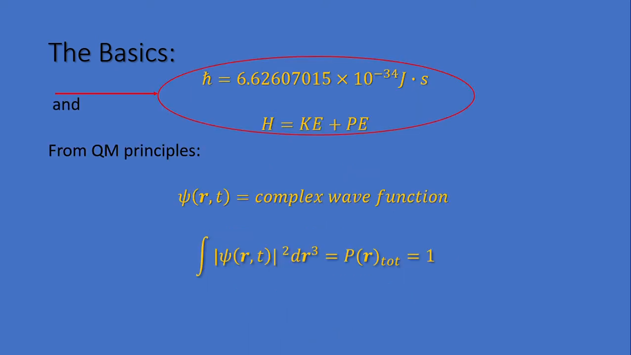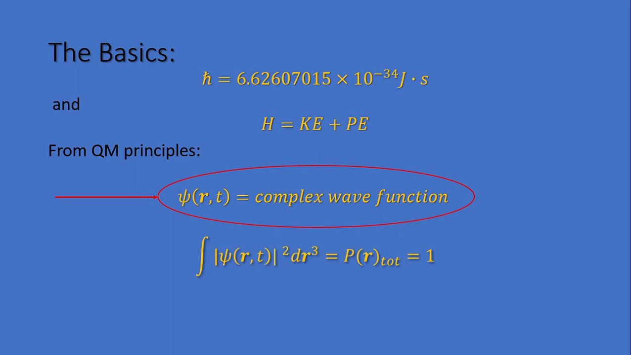Notice also that h bar, which is Planck's constant, is a tiny constant that has the units of energy times time. And H, as I just mentioned, is the total energy of the system. These two should hint at the fact that energy comes into play at some point. There are two other important principles of quantum mechanics. The first one says that the psi function, which is a solution to the Schrodinger equation, is a complex wave function. It is complex because it allows complex values, and it's a wave function because it's a wave solution of the Schrodinger equation.